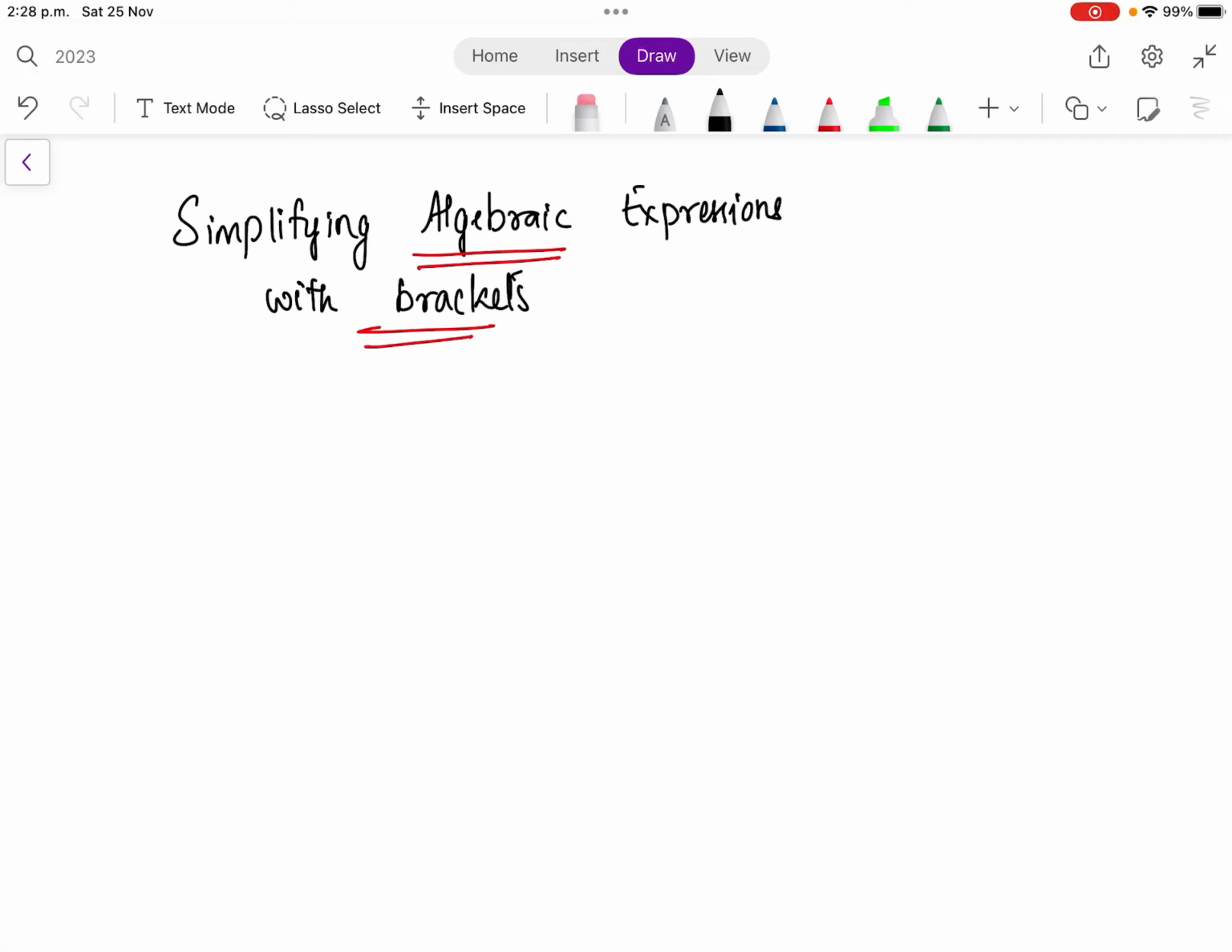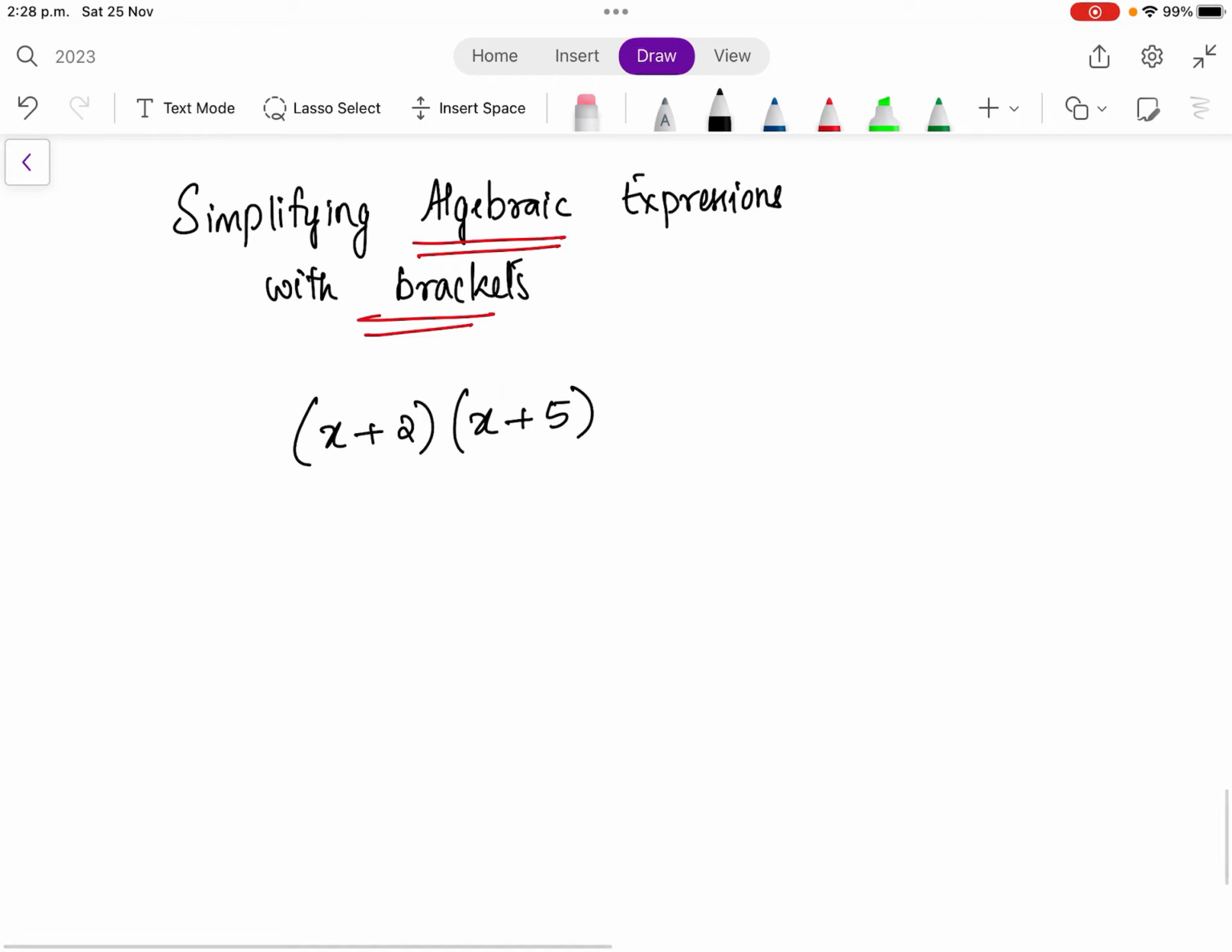Let's learn how to simplify algebraic expressions with brackets. So it's of the form like (x + 2) times (x + 5). As I said in the previous video, whenever you put brackets in algebra, it is multiplication. So there are two methods to do this. I will explain both the methods, so you see which method you are comfortable with.